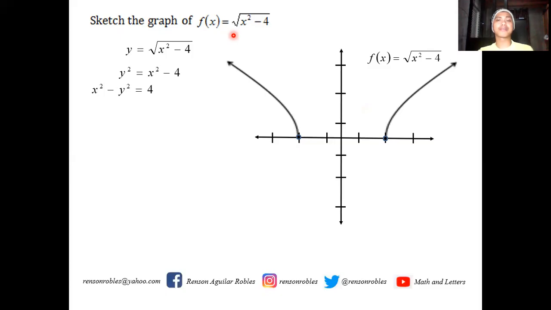So this is now your f of x equals the square root of x squared minus 4. And then the domain of this function is the interval, the open and closed interval -infinity to -2, union the closed open interval 2 to positive infinity. And you will notice that the range of this function is from 0 going to positive infinity.